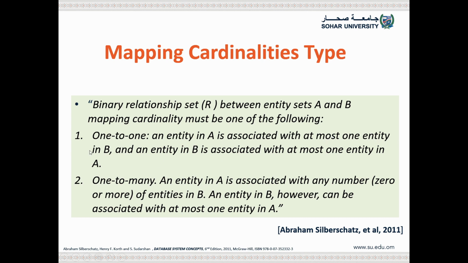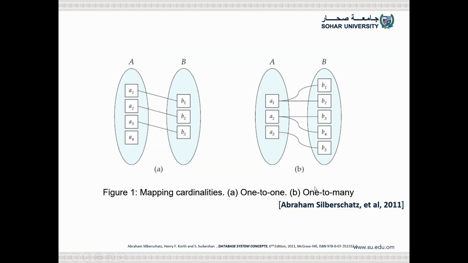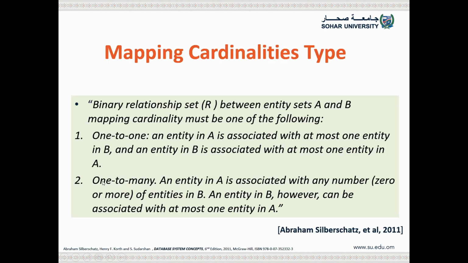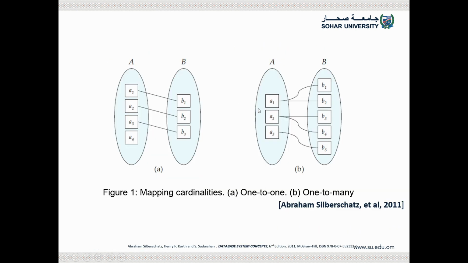At most one entity in B, and an entity in B is associated with one at most. So 1-to-1, it means both sides connect with one object in the opposite side. Okay? 1-to-many, it means one of the sides connects to many objects in the other side.